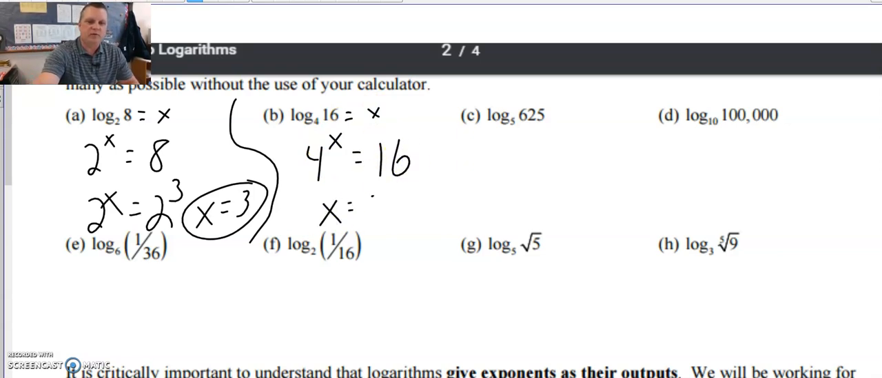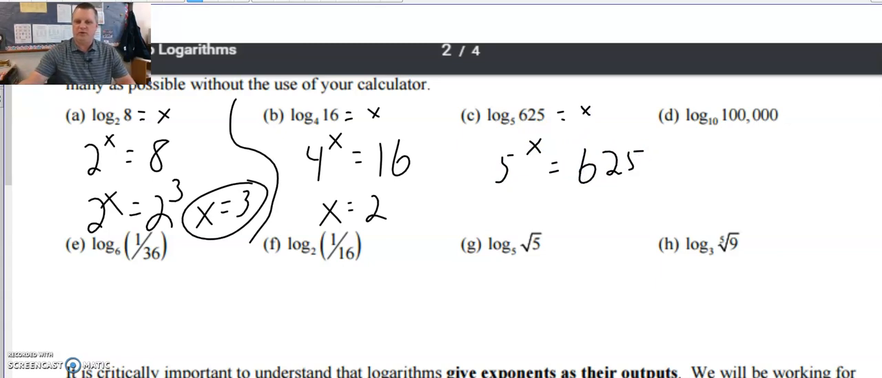Okay, and then x, of course, is going to be 2. This one equals x. 5 to the x equals 625. And so some of them get progressively more difficult. So we have 5 to the x, and 625 is going to be 5 to some power. So you've got to figure it out: 5 squared, 5 to the third, 5 to the fourth, whatever. So we have 5 to the fourth equals 625. Therefore, x equals 4. Okay.